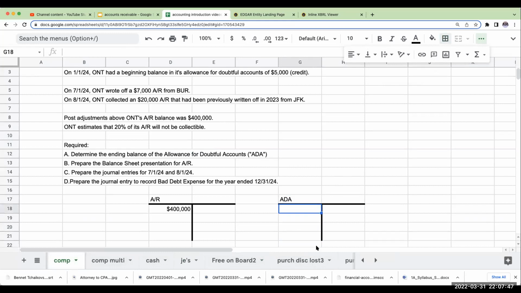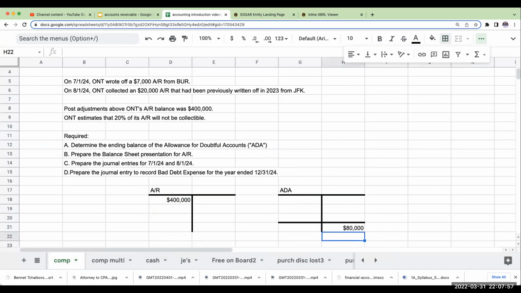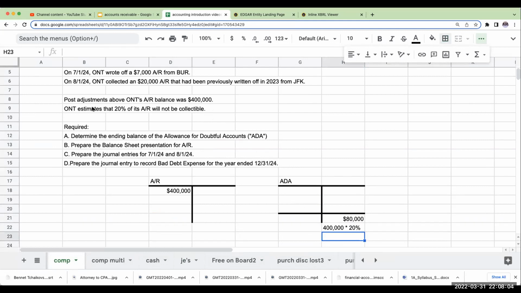So our ADA ending balance is going to be 400,000 times 20%, or $80,000. So we have 400,000 times 20%. Over here, we estimate that our post-adjustment AR balance was 400,000. ONT estimates that 20% of its AR will not be collectible. So our ending balance in the allowance for doubtful accounts is going to be 80,000.